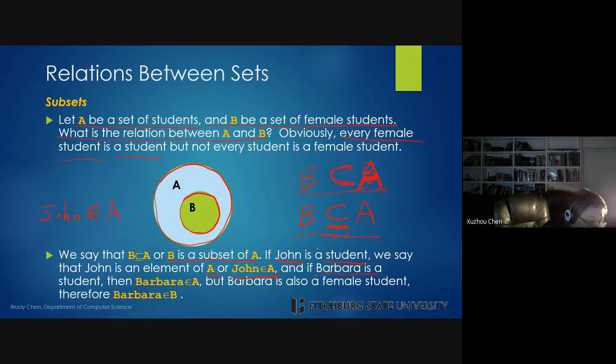Also, if Barbara is a student, we can say Barbara is an element of A. And also Barbara is a female student, so we can also say Barbara belongs to B. Okay, so this basically defines the relationship between two sets and the relationship between a set and an element of the set. So we use these notations.